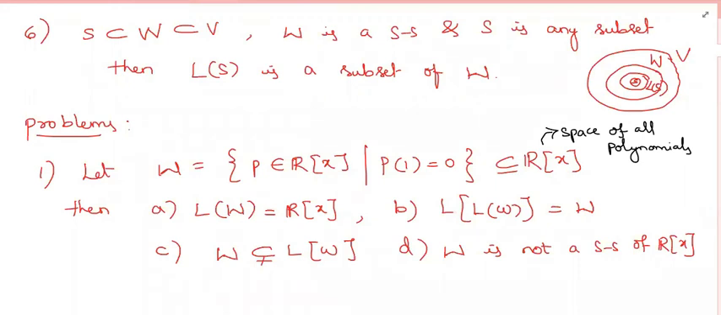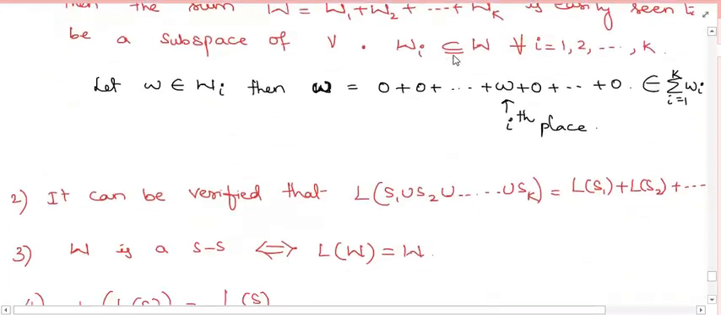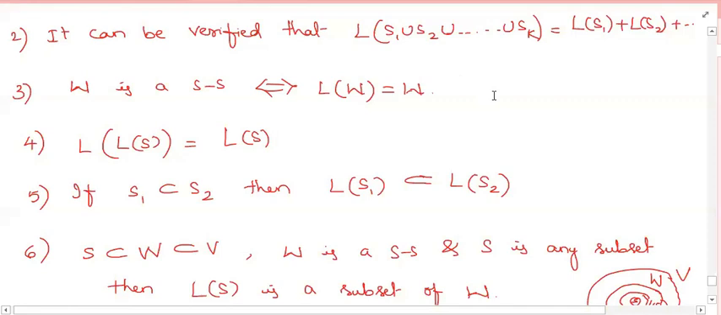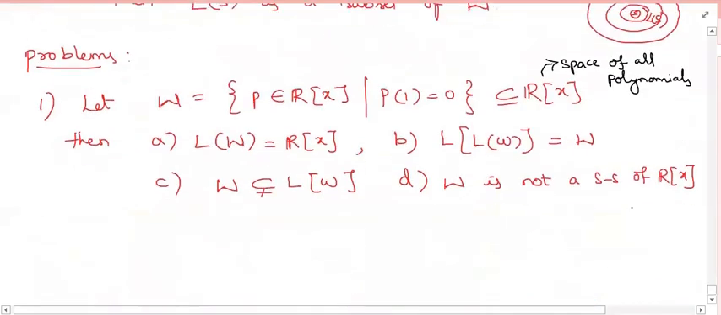Then by using the above properties you have to say the answer. Okay. If you want, I will show the properties once again. W is a subspace if and only if L of W equal to W. And L of L of S is equal to L of S. If S1 is a subset of S2, then L of S1 is a subset of L of S2. So all those things, okay?